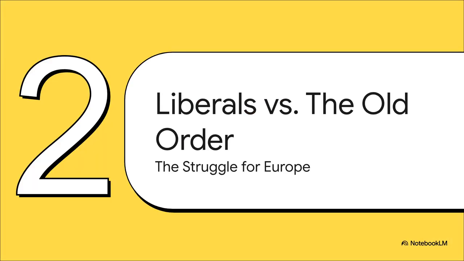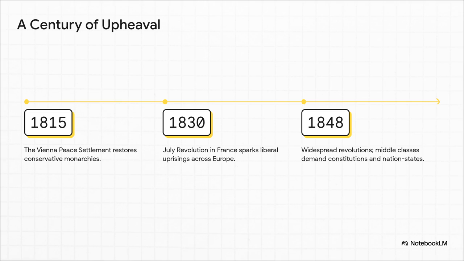So once this idea was out, it set the stage for a massive conflict that would really define the next 50 years. It was basically a continent-wide tug of war. On one side, you had the forces for change, the liberals and the nationalists. And on the other, you had the old monarchies, fighting tooth and nail to hang on to power. And you can see this constant back and forth, this cycle of revolution and crackdown.